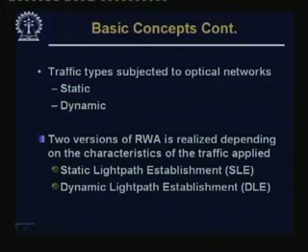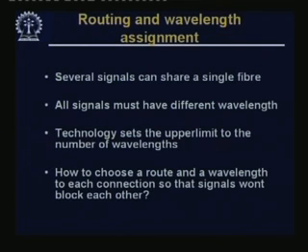The other situation could be dynamic. Dynamically, there is a request from some node for a connection to some other node, and you want to set up the light path on the fly and then maybe take it down. That is a slightly more complex situation. So, two versions of RWA are realized depending on the characteristics of the applied traffic: static light path establishment or dynamic light path establishment.